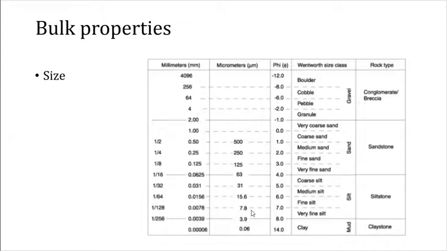We actually do have numbers that we can point to. If it's above 256 millimeters across, it's a boulder. If it's between 64 and 256 millimeters, it's a cobble. If it's between 4 and 64, it's a pebble. I know this is kind of silly, because we're all going, it's a boulder, but it's good to have numbers.